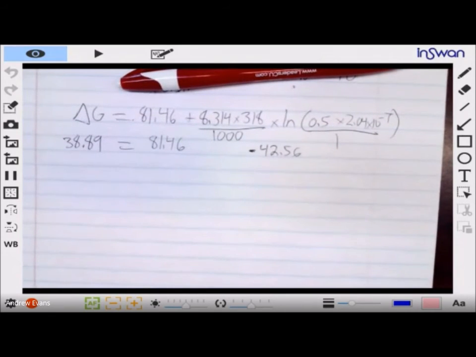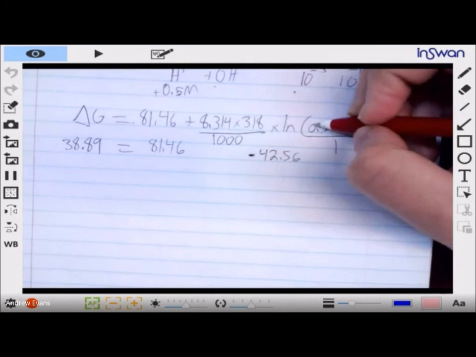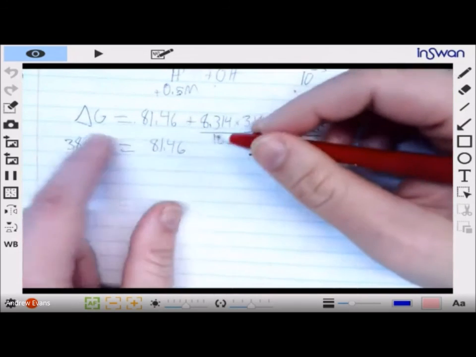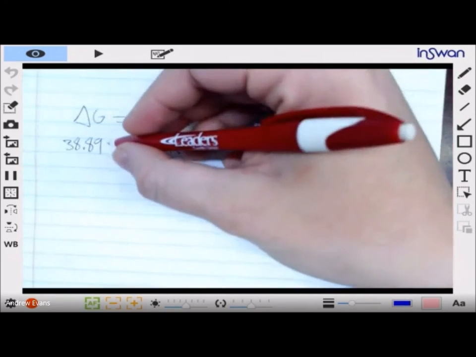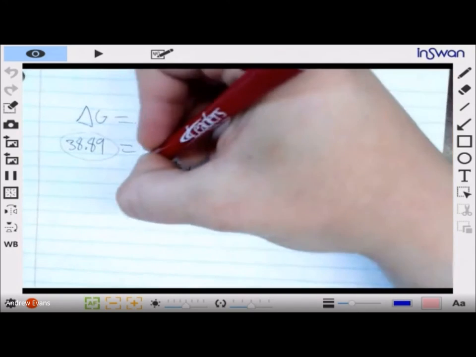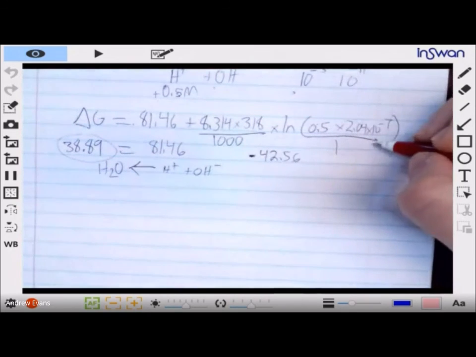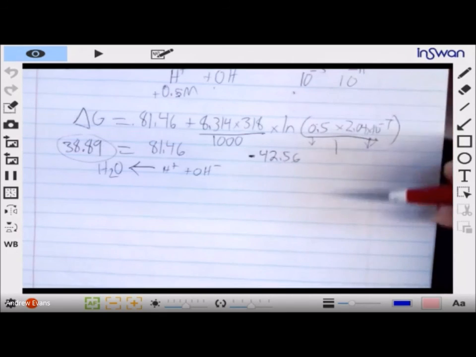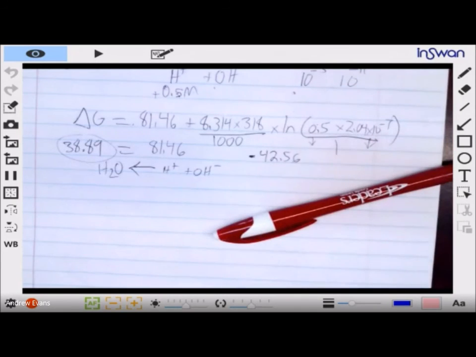If, for example, it was at equilibrium, if this was 2.04 times 10 to the negative 7th, then this would be negative 81.46, and you'd subtract those two and get a delta G of 0. But because of this, it's positive. Our H plus and our OH minus are going to shift backwards to form our water. That means this is going to have to go down a bit, and this is going to have to go down a bit to get us back to equilibrium. But this going down, since it's already small, is going to make a big change.